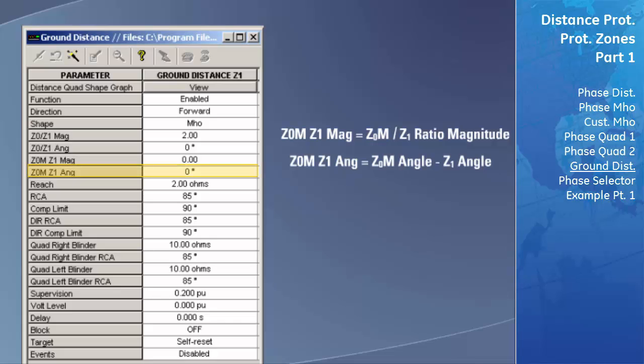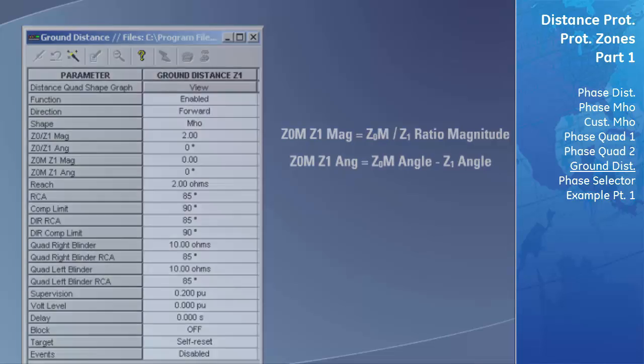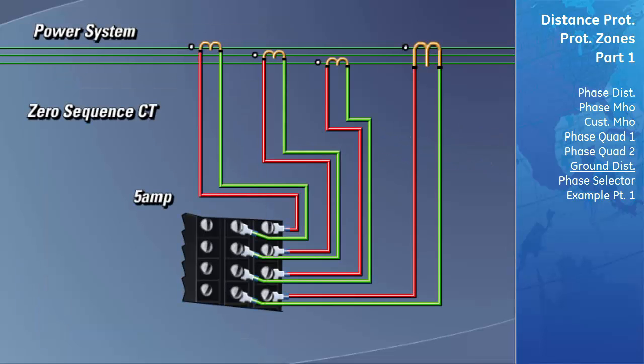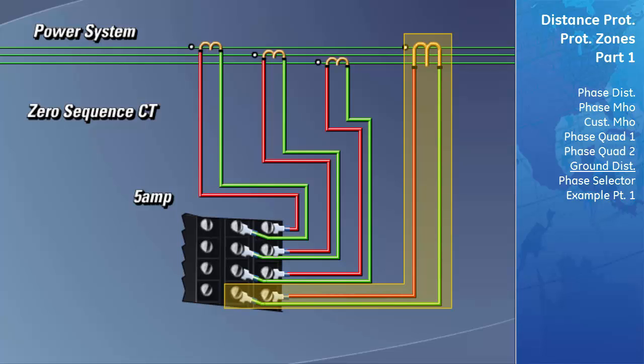The second setting is labeled Z0M Z1 ANG, which stands for the mutual impedance positive sequence impedance ratio angle. This setting specifies the angle difference between the zero sequence mutual impedance and the positive sequence impedance of the protected line, and can be calculated by subtracting the angle of the positive sequence impedance from the angle of the zero sequence mutual impedance. It is also important to note that if this impedance compensation is required to be performed by the D60, the ground current from the transmission line must be connected to the ground CT input using its own CT, and not by using a residual connection of the phase CTs.